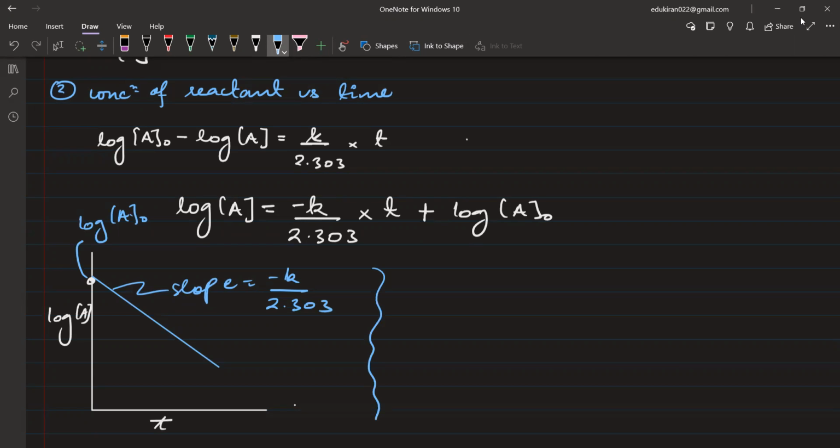I have also one more version of this. It is what? ln a naught minus ln a is equal to kt. Okay. Now in this case, what I will write, y is equal to mx plus c. How it will look like? It will look like this. ln a is equal to... First of all, let us write kt. Rather, it will be minus kt plus ln a naught.